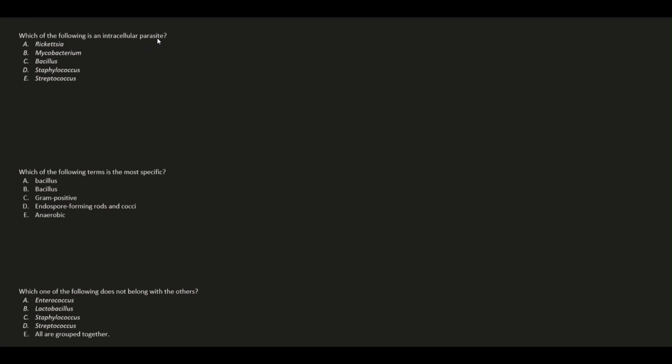Which of the following is an intracellular parasite? Well, an intracellular parasite is one that reproduces only within a mammalian cell. Now here it will be your job to research each of these when you're studying. Which one reproduces only within a mammalian cell? That will give us our intracellular parasite. And when we research each one, Rickettsia, Mycobacterium, Bacillus, Staphylococcus, Streptococcus, we find that the answer would be A.